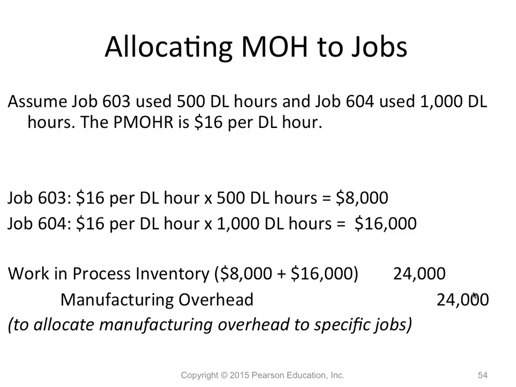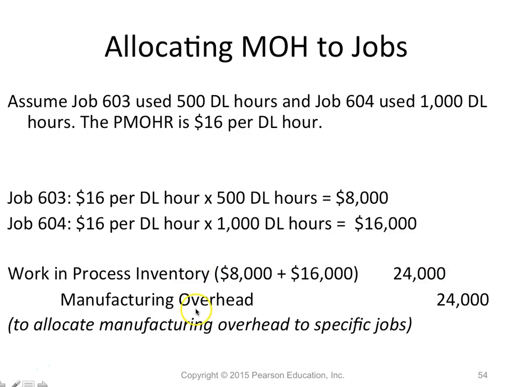So assume 603 uses, as we did before, 500 direct labor hours, and job 604 used 1,000 direct labor hours, and $16 as a rate. So we're going to have 16 times 500, plus 16 times 1,000. In total it will be $24,000. So for work in process, this will not be a direct cost; this will be the cost added to the work in process inventory. So $24,000 is being added to the work in process inventory.